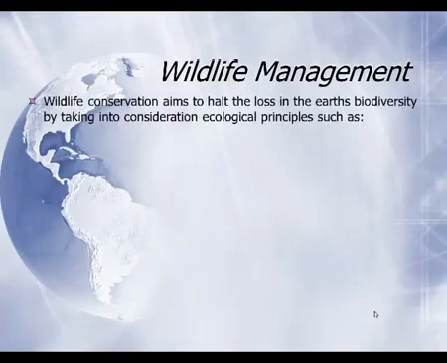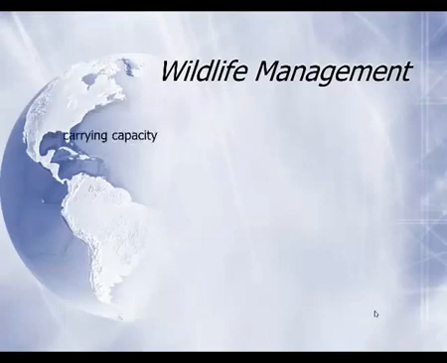Wildlife conservation aims to halt the loss in the Earth's biodiversity by taking into consideration ecological principles such as carrying capacity, so the number of organisms that can survive within a given environment. Every ecosystem has a carrying capacity. For example, rabbits may be allowed to have 200 within a given environment. Any more than that, and disease and illness take over, and the lack of food starts to take over, and those organisms start to die off.